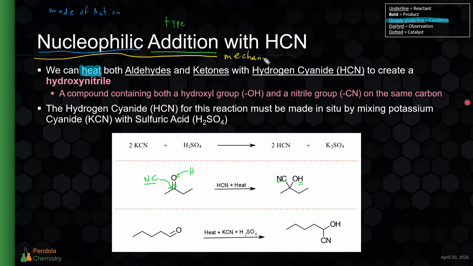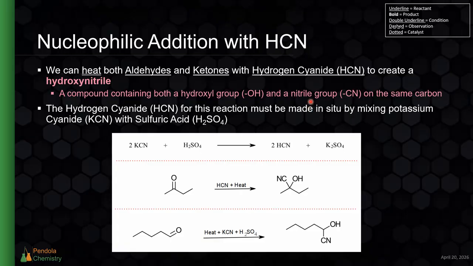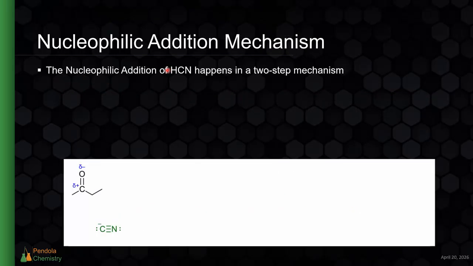A mechanism needs both a mode of action, whether that's nucleophilic, electrophilic, free radical, and a type of reaction, addition, substitution, elimination, etc. So, the mode of action here is nucleophilic. The type of reaction is addition, like we discussed, because the atoms are being added to both sides of the double bond. So let's go into how this reaction works, the mechanism of this reaction.